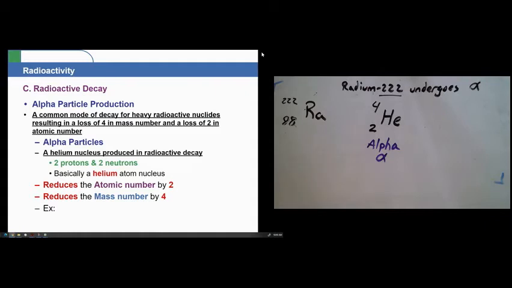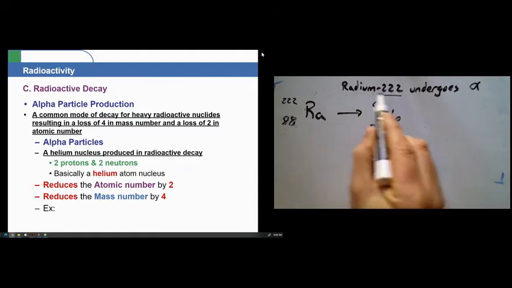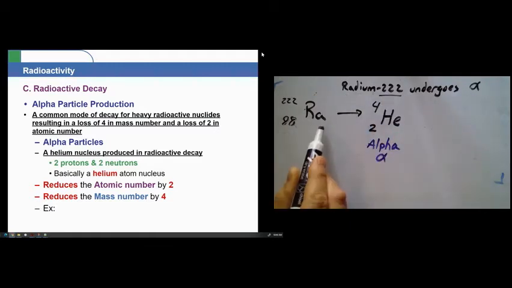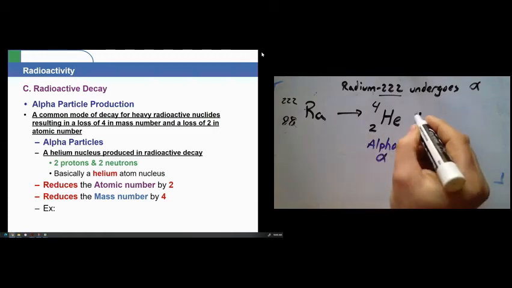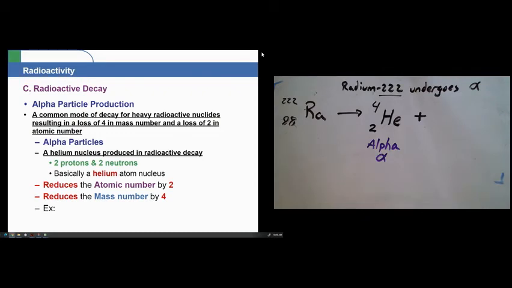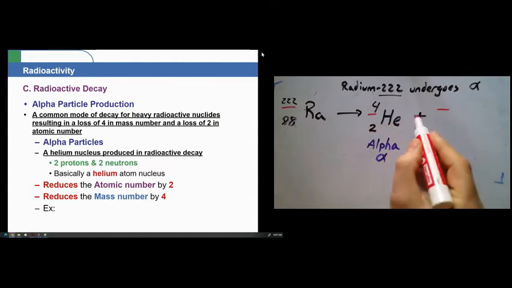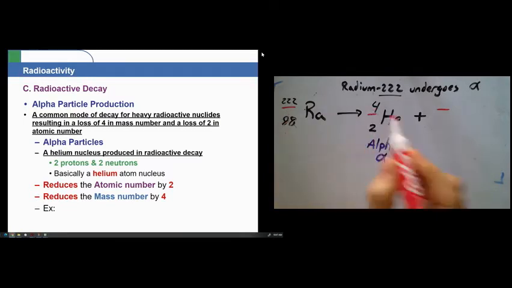It says it's alpha particle production, so I know it produces an alpha particle. I start off with radium 222, and it produces an alpha particle. The question is, what else does it produce? This is where the balancing comes in. The mass number has to be the same on both sides. Since the left of the arrow is 222, the right side has to be 222. So 4 plus what equals 222? I take 222 and subtract 4, and I get 218.